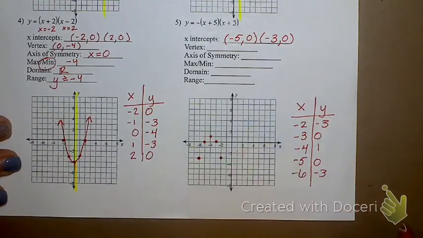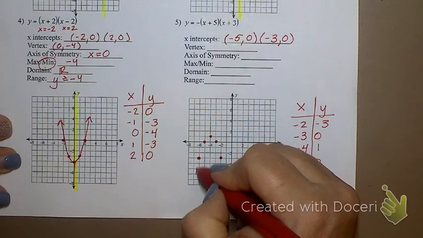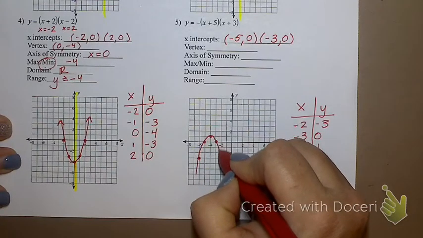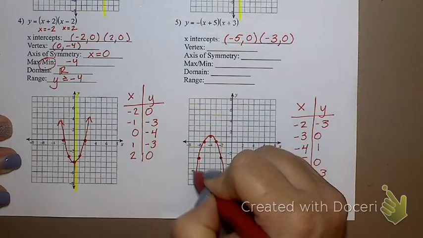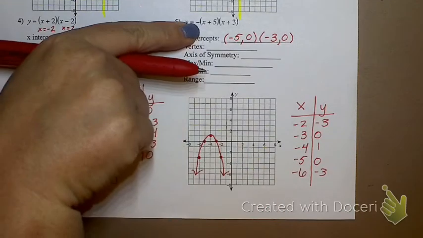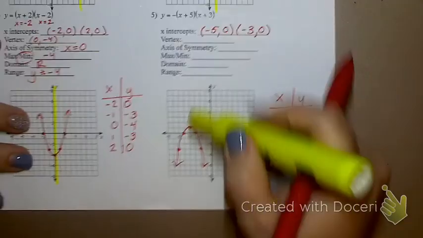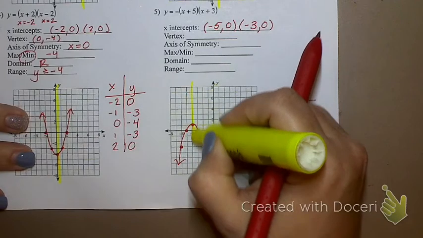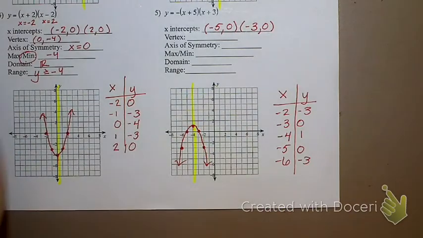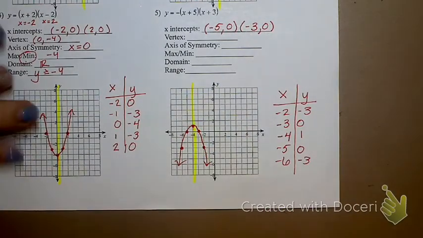-6, -3. Now, what's different about this one? It's going down. Why is it going down? Because that A value is negative. Same exact way it was in standard form and in vertex form. If that beginning thing in front of that first parenthesis is negative, you've got a parabola opening down.